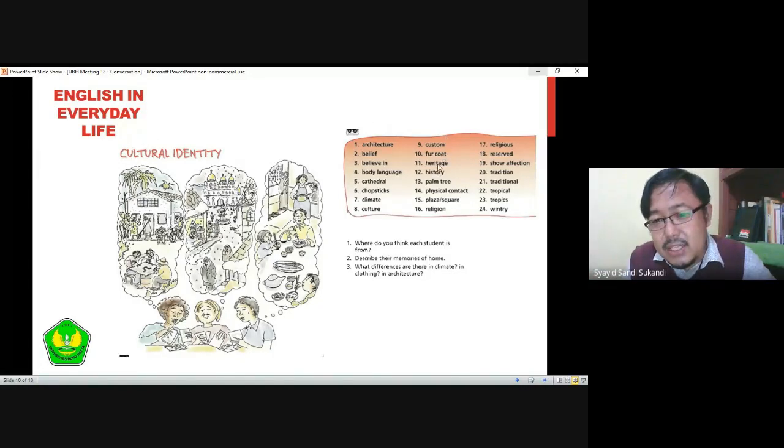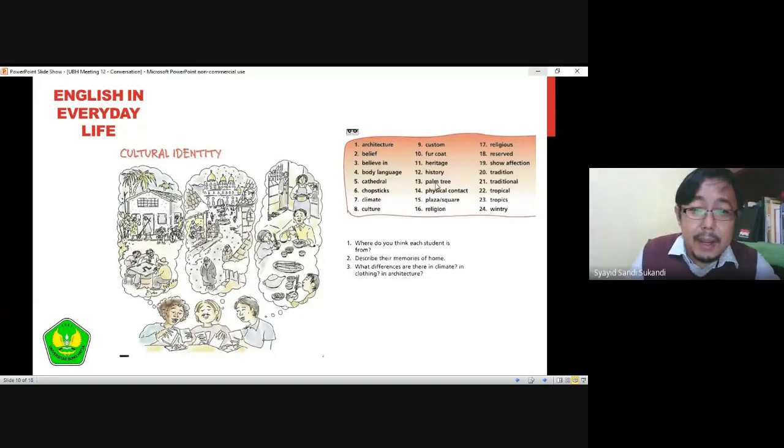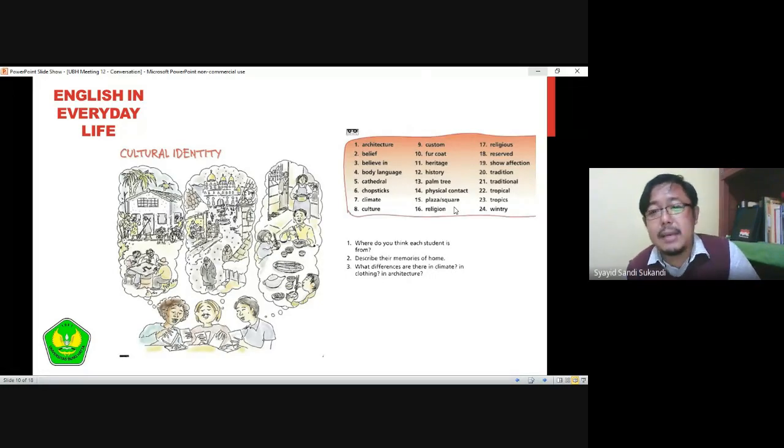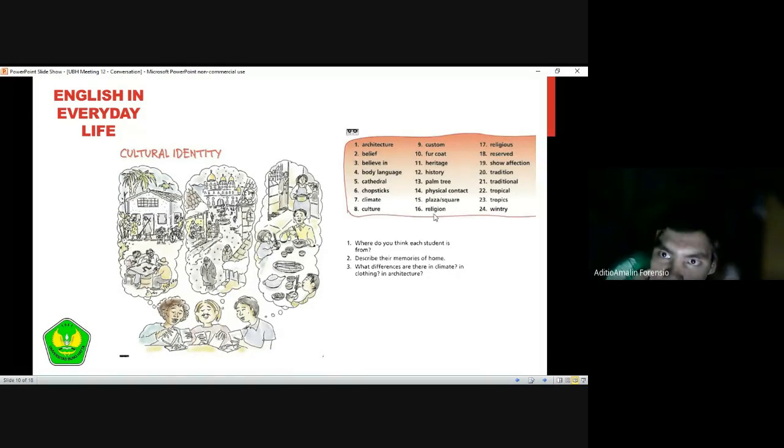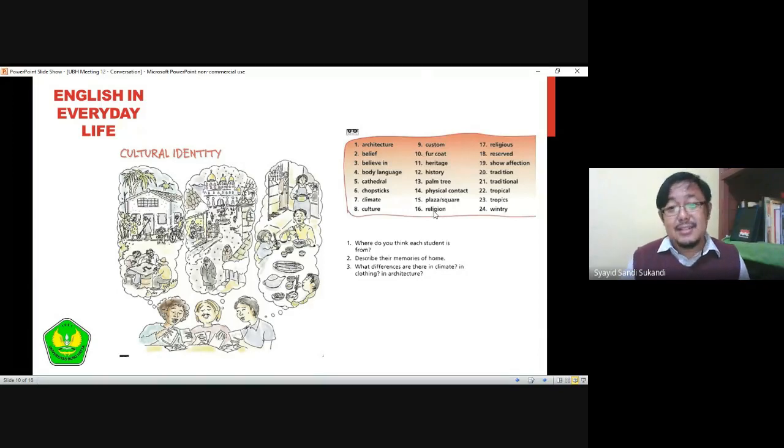And then we have here heritage, history, palm tree. You know palm tree? Pohon palem atau pohon apa ini? Yes, palm. Pohon palem. Physical concept, plaza or square. So plaza ini sama dengan square. So for example, Mangga Square, Mangga Dua Square, sama dengan Mangga Dua Plaza. So is this a name? Plaza Andalas, Square, Times Square. Times Square berarti itu adalah plaza. So don't get confused.